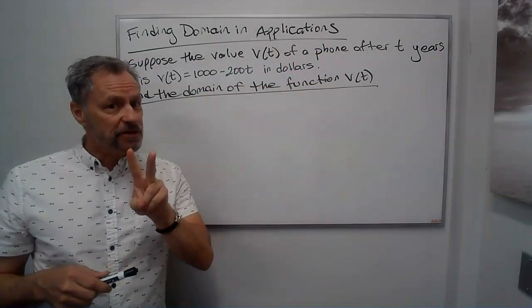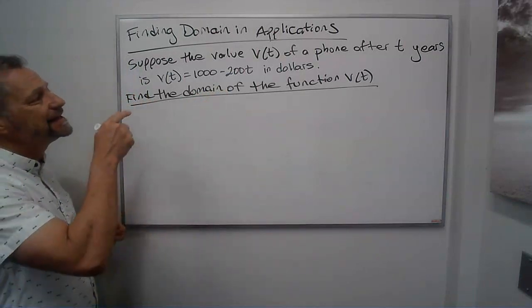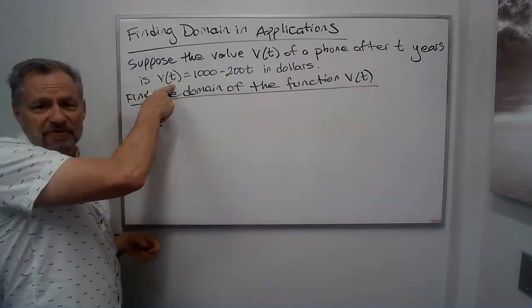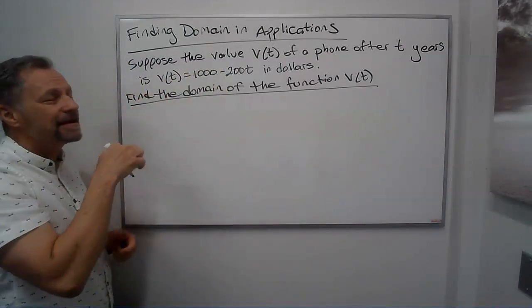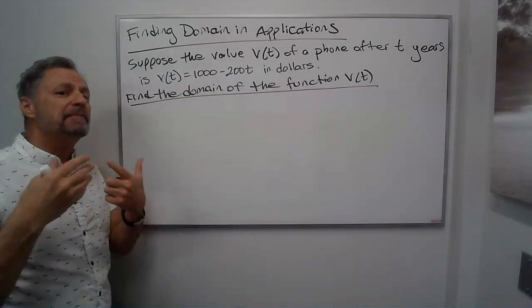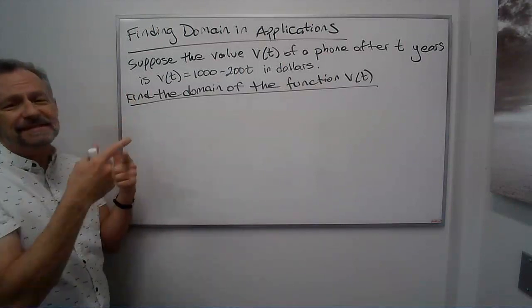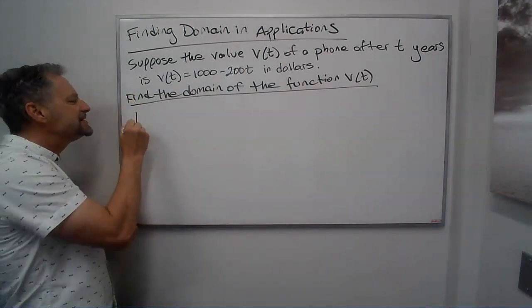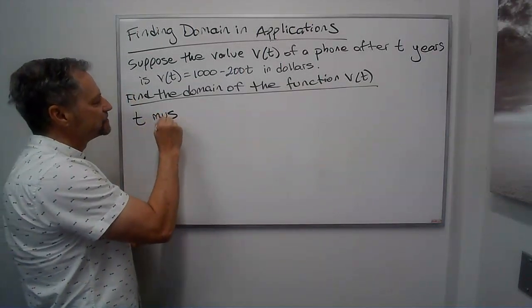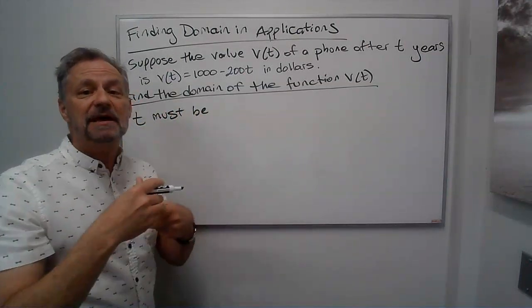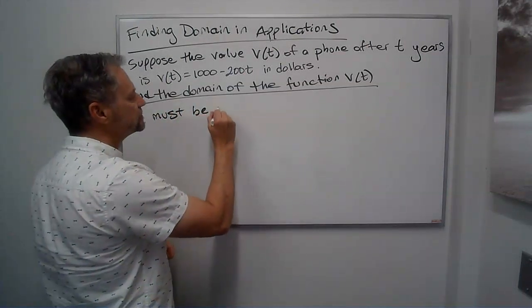All right, there's two things we need to do here. The first one is, let's look at the input variable t, because that's my input, that's where my domain is going to come from, and we know that's time. Well, since time is in years, t must be positive. Well, let's say t must be non-negative.